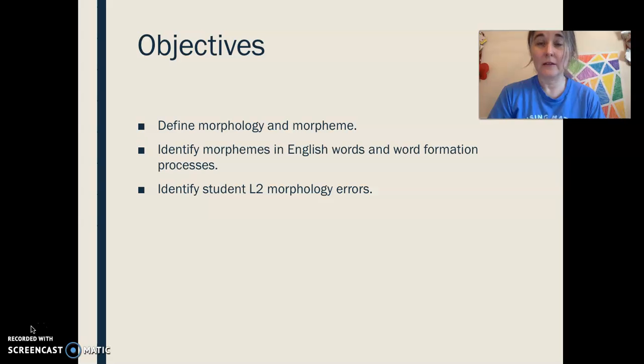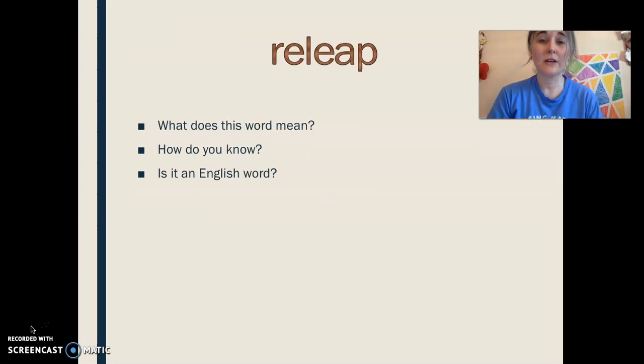So I hope that by the end of your work in morphology, you'll be able to define morphology and a morpheme. You'll be able to identify morphemes in English words and different word formation processes. And I hope you'll be able to identify student L2 second language morphology errors.